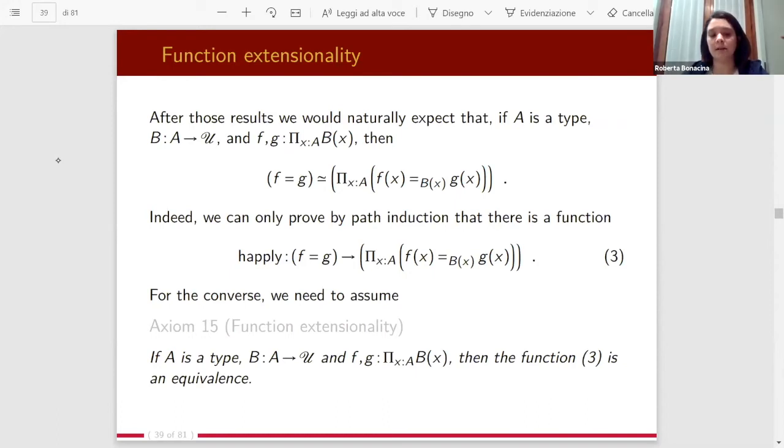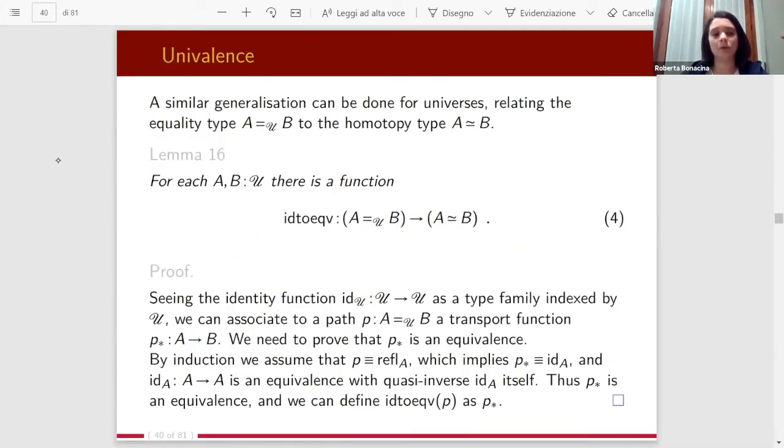It says that given two dependent functions f and g, the happly function is an equivalence. We would like to do a similar generalization also for universes. And this time we are interested in relating the equality type A equal B to the equivalence type between A and B. In this case, we can prove that there is a function, which is called idtoequiv, mapping the equality type to the equivalences, but the converse cannot be done. So let us construct this function.